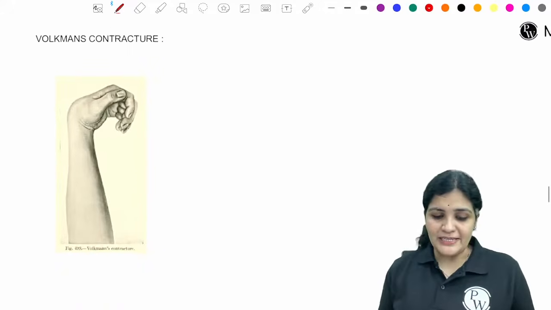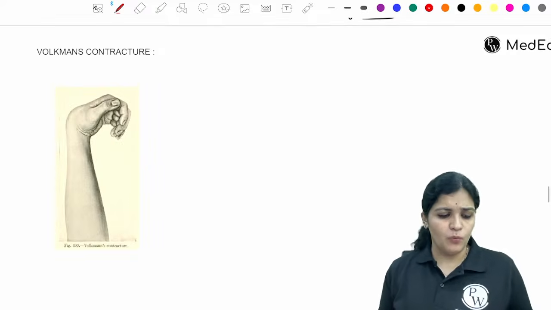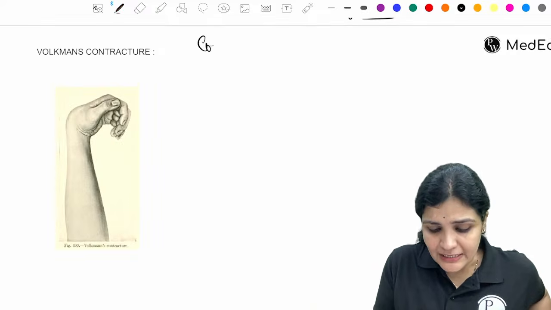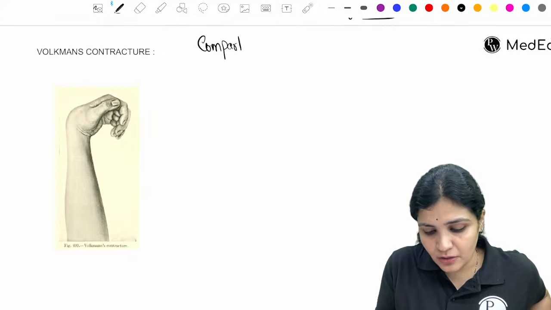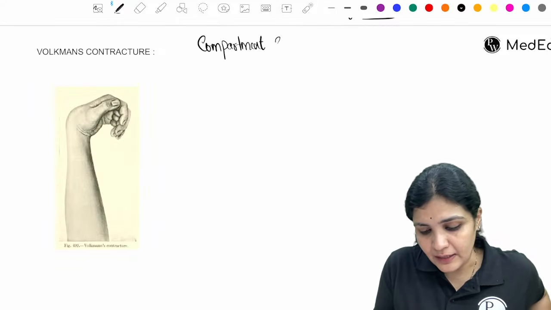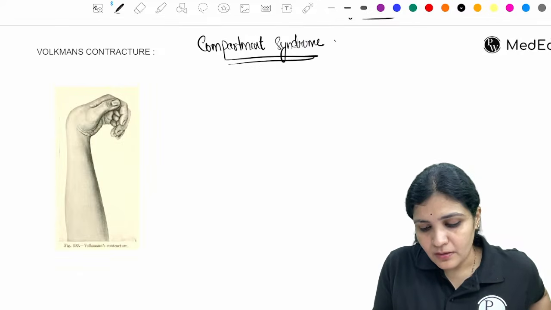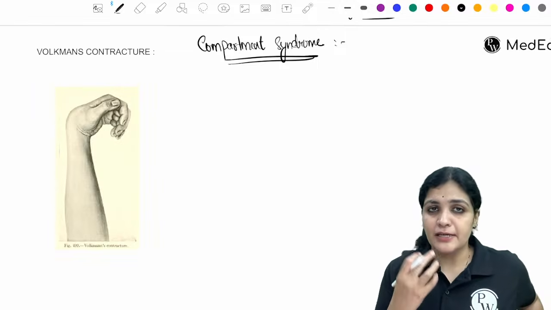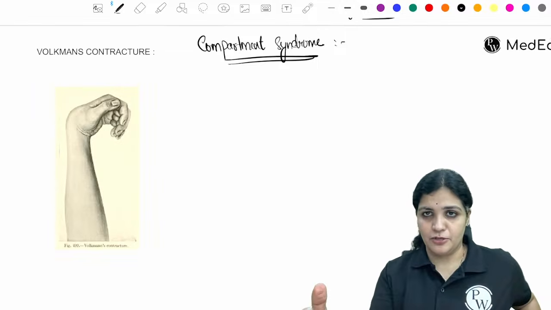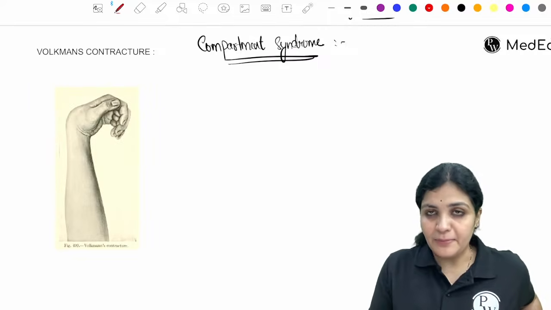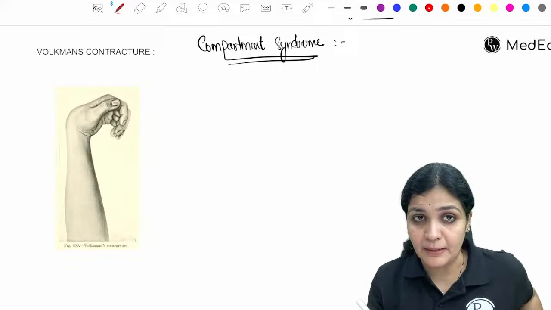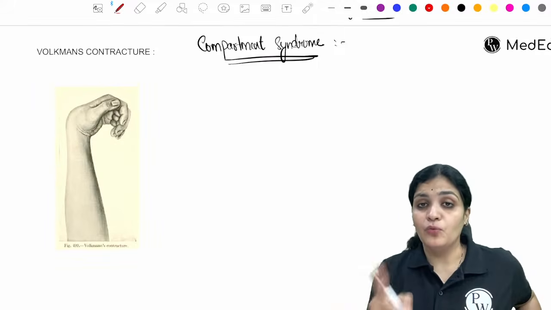Okay, now what is the sequel of this compartment syndrome? What will happen if you don't treat the compartment syndrome? Whenever they ask you about Volkmann's contracture, you always give starting words about compartment syndrome, because Volkmann's contracture is nothing but a complication of compartment syndrome, right? So when compartment syndrome is not treated, what will happen? All the muscles which are present in the compartment will be converted into fibrous tissue.